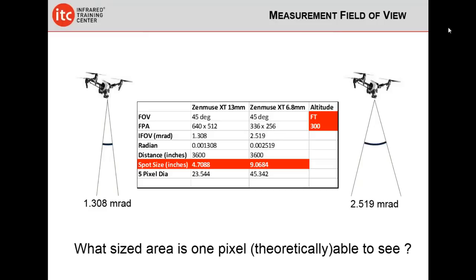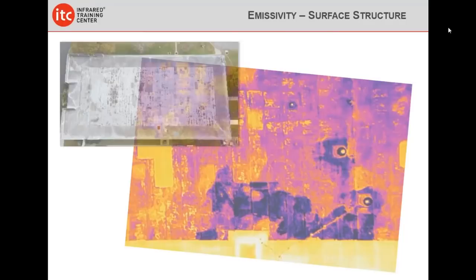So if I look at that, my measurement of area from 5 pixels at 300 feet is 23.5 square inches. That's a pretty huge area compared to handheld. And if I use the same example on the right on the 6.8 millimeter, I'm going to have a 45 square inch measurement area that I must capture in order for me to measure accurately. So just some examples here for you.